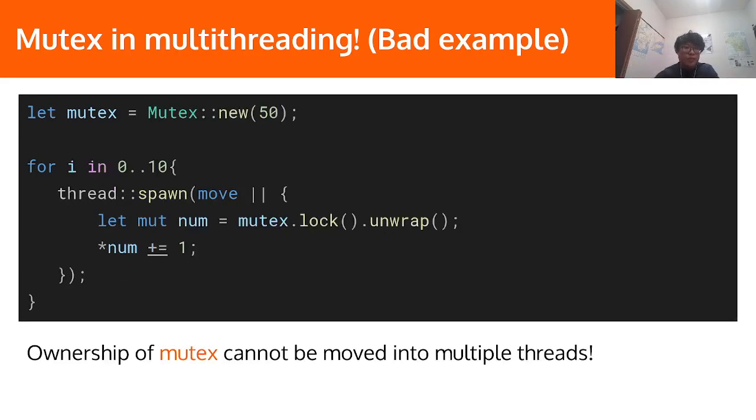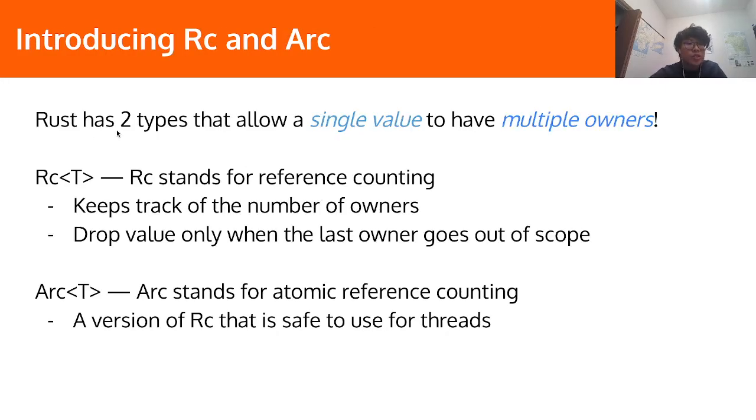So as I said earlier, the ownership of a mutex cannot be moved into multiple threads. So how does Rust solve this? It has two special types that allow a single object or value to have multiple owners. This is a bit different from what we have learned in Rust so far, which is that every object has one owner, and then ownership gets transferred from one place to another. Here Rust introduces a type that lets one object be owned by multiple different places, functions, or threads.